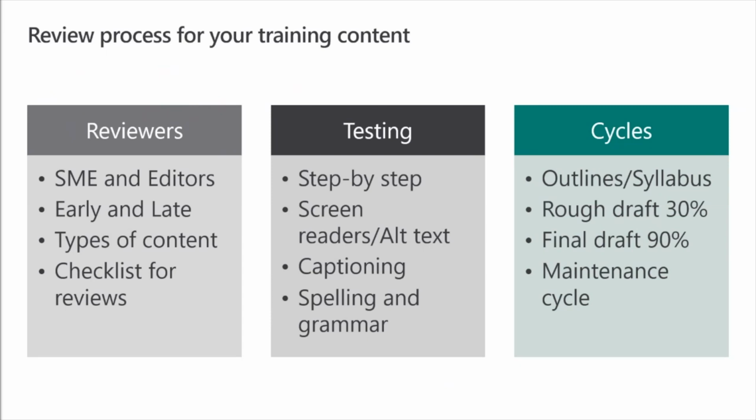And for the cycles, you need to review your outlines, your system, your syllabus and agenda. Make sure you've got a good structure, a good plan in place before you start putting pen to paper. That rough draft at the 30, and the final draft at the 90. And then you need a maintenance cycle as well. So you're going to keep updating that content as you take updates to the system or your business processes change. So what does that maintenance cycle look like?